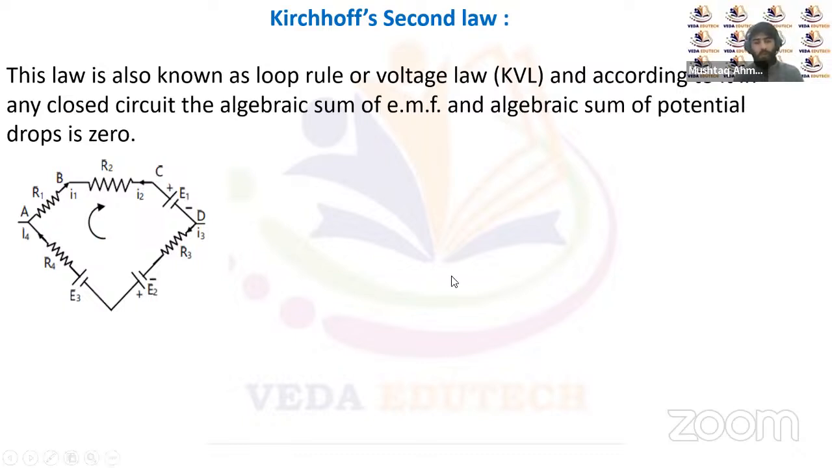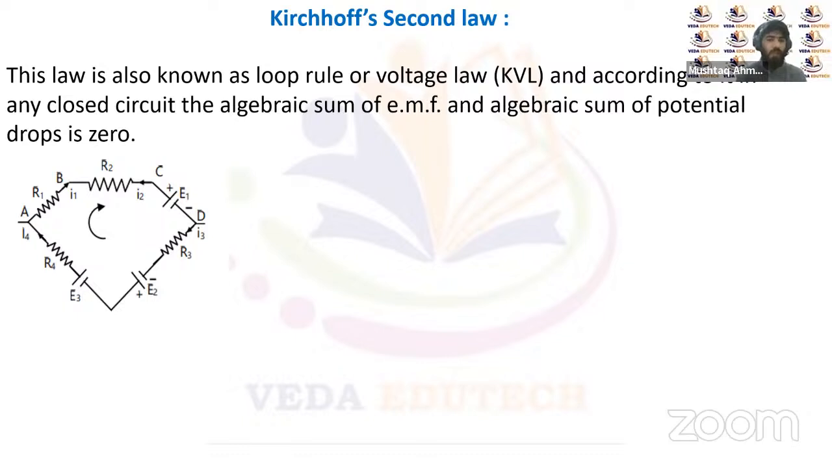Which loop is closed and which loop is open depends upon the circuit. In this circuit, we have four resistors: R1, R2, R3, and R4. Current has been mentioned here, and we do not know its direction. We can take any direction as the direction of the current in a circuit to apply Kirchhoff's second law, and the results will tell us the actual direction of the current.